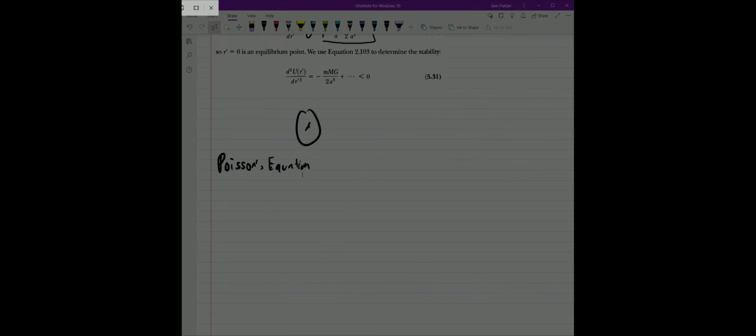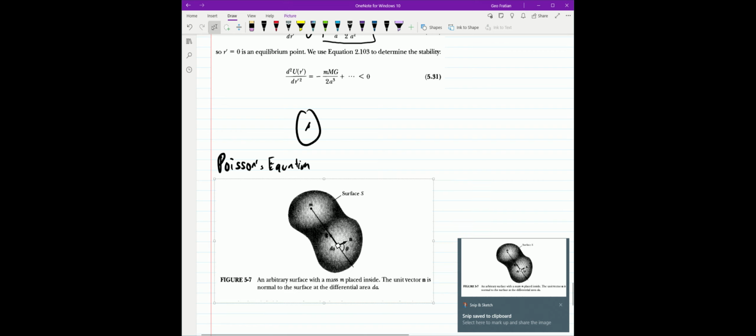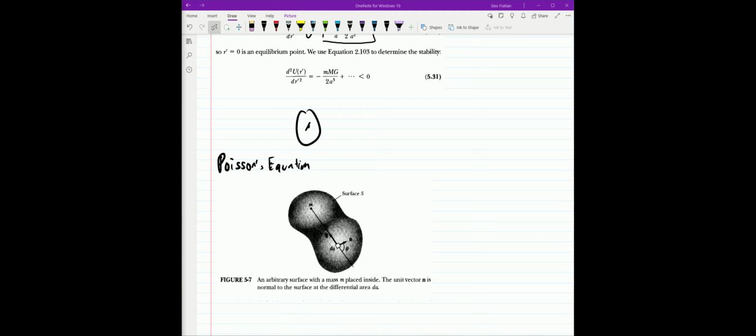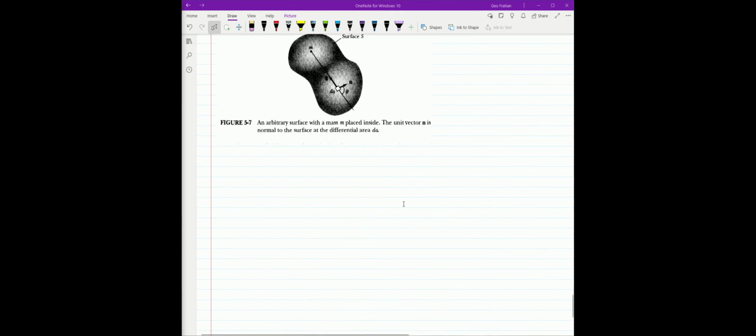Let me just screenshot this figure. So it's an arbitrary surface, and let's see if we can figure out the gravitational flux phi m going through some arbitrary surface F. So the flux is given by, again, just like in electrostatics, you want the normal vector, multiply it by g, which is our gravitational vector, over the area, dA, right?